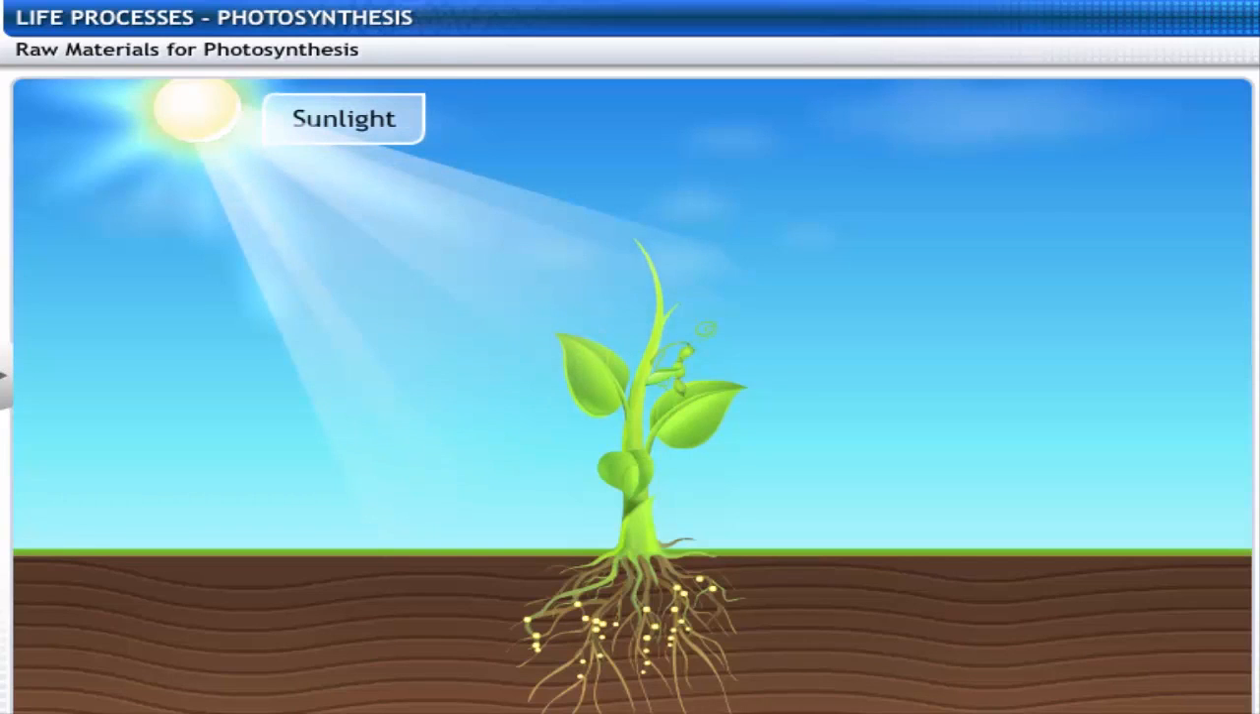Sunlight acts as a source of energy. Carbon dioxide is obtained from the atmosphere. Water is absorbed from the soil by the roots of plants.